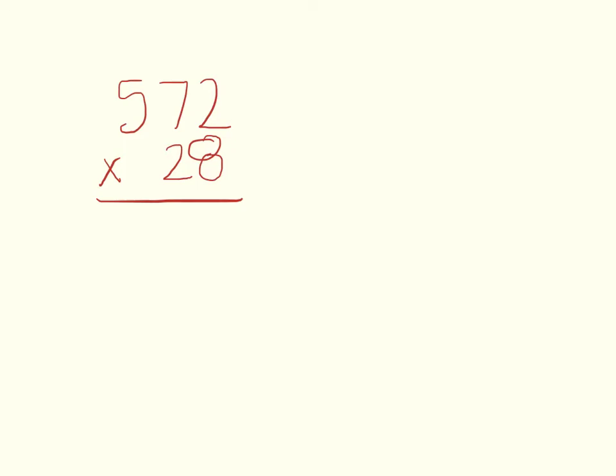Now with this example, I'm going to do it the traditional way, and then I'm going to also show you the lattice way. So again, start with the ones down here. So we do 8 times 2, which is 16. Carry the 1. Then we do 8 times 7, which is 56, plus the 1, 57. Carry the 5. And then we do the 8 times 5, which is 40, plus 5 is 45. So I'm going to put the 5 here. Again, carry the 4, but it's going to come straight down to right here.